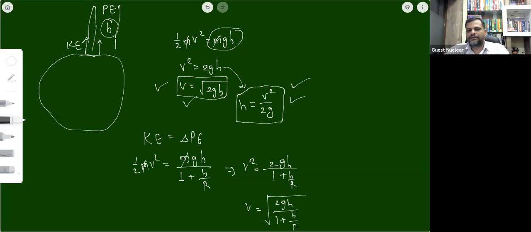h upon r, and this will be actually the final formula for finding the velocity with which the body is to be projected up, so that it will reach up to the height h above the earth surface. If this h is comparable with radius of earth, in that case we have to use this formula here, otherwise this is okay.